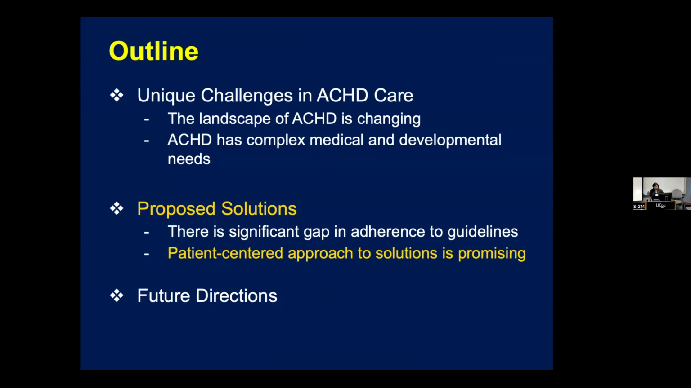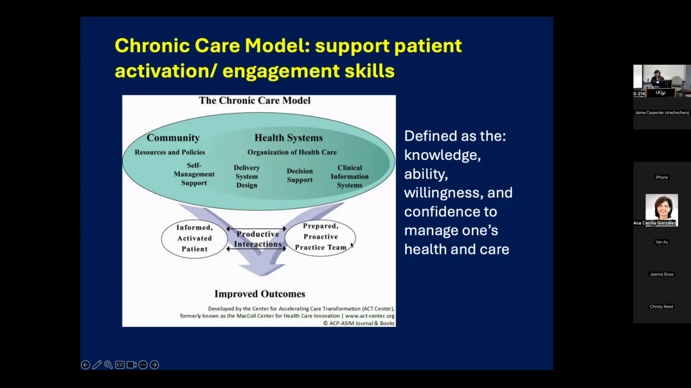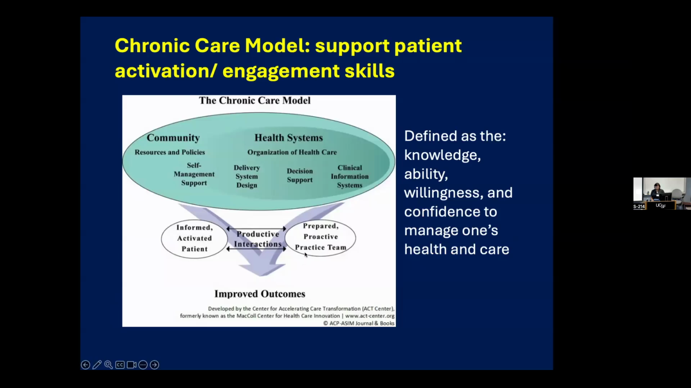As we move forward, I want to talk about how a patient-centered approach to reducing some of these gaps seems to be promising. According to the chronic care model, supporting patient activation skills, which is defined as the knowledge, ability, willingness, and confidence to manage one's health and care, can result in a highly engaged, informed, activated patient who can then have productive interactions with the healthcare system to result in reduced care gaps, better outcomes, and cost savings.